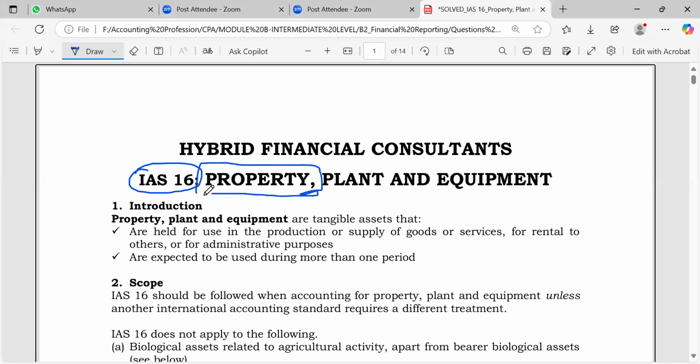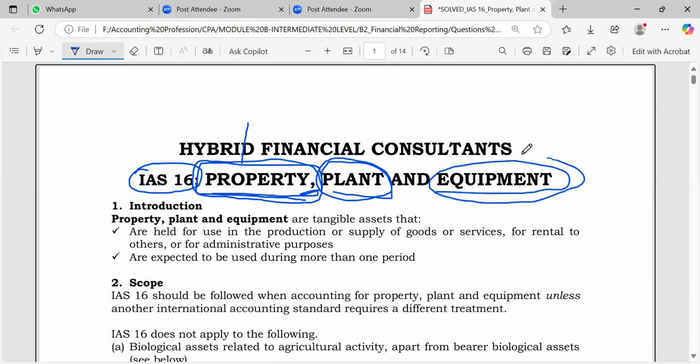Simply speaking, when someone speaks to you about property, what picture comes to you? Property is like something that someone owns that lasts for a long time. Okay, let me ask you one thing. If you own a plant for a long time, does it become property? Because you can also have plant and equipment. I'm just trying to give you a picture. Those are the questions you need to ask yourself.